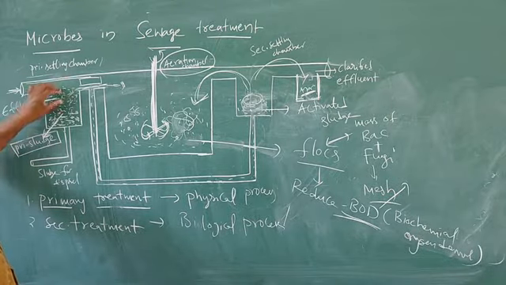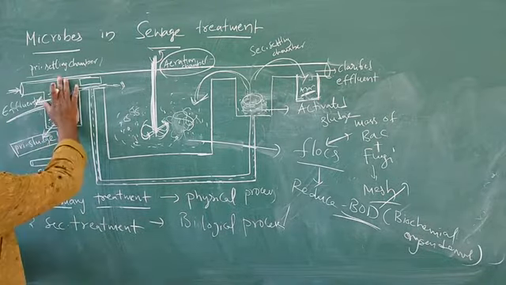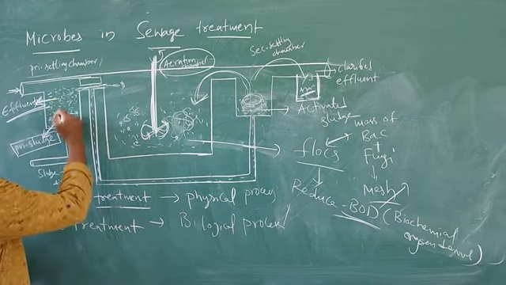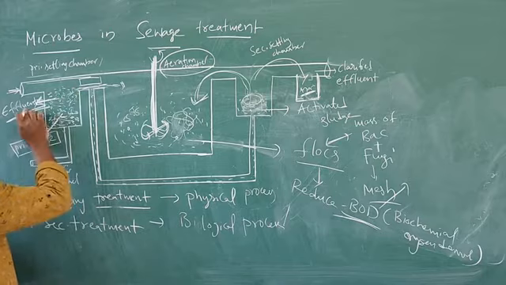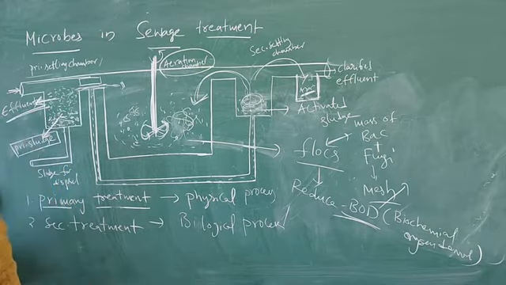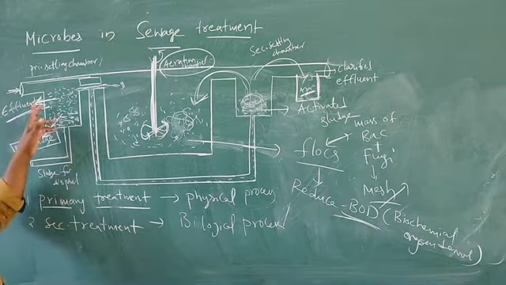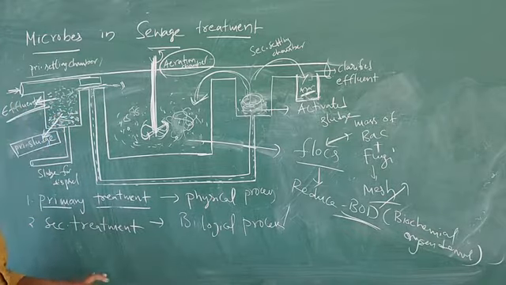After that, the water is held in the primary settling tank. The solids settle down, and this is called primary sludge. The supernatant is called effluent, and we call it primary effluent. This primary effluent is then used for secondary treatment.